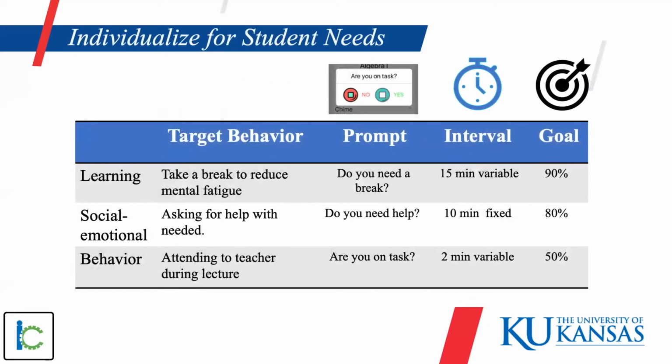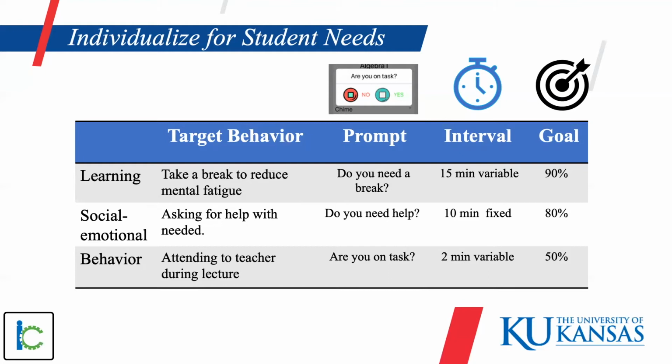So those are the three big components, right? The prompt, the interval, and the goal when you're setting up IConnect. It's really important to remember that even though IConnect gives you prompts that are written in and it's really easy to pick the intervals and the goals, it's really important to individualize this for your students' needs.